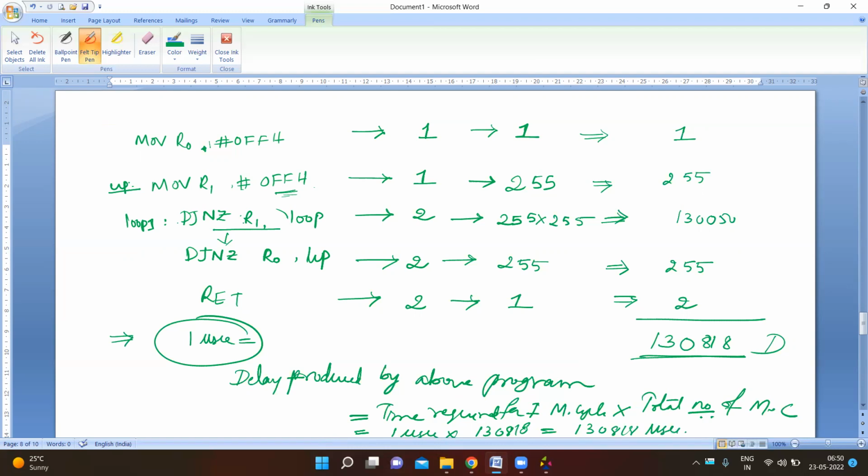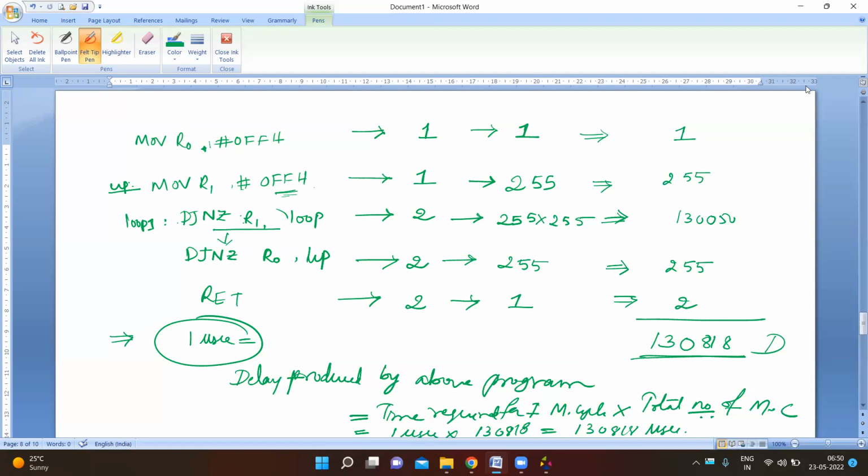The delay period of the above subroutine can be increased by increasing the number of loops. By changing the initial value loaded into the register, we can change the delay period of the time delay subroutines. So this is all about how to calculate delay programs.